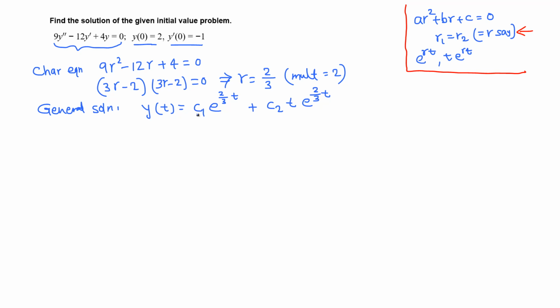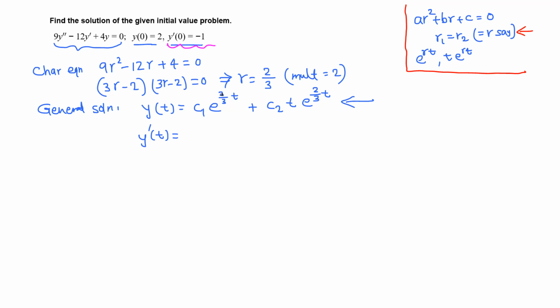And now we need to determine C1 and C2 using these initial conditions. Look at the second initial condition. That requires y prime, so we need to find the derivative of this function. So let's find the derivative y prime of t. By the way, the final solution will be given by this here, but to use the second initial condition, we need to find the derivative.